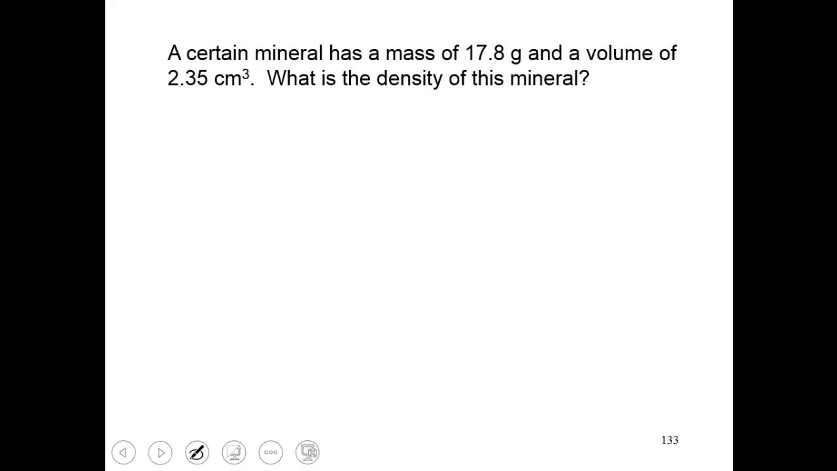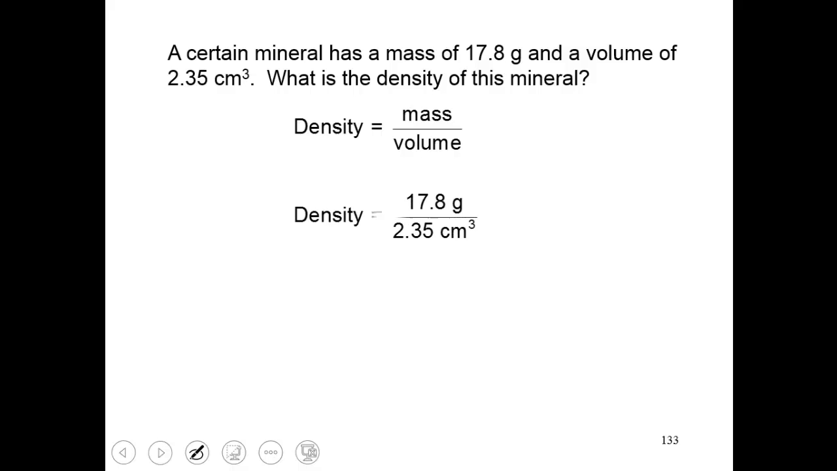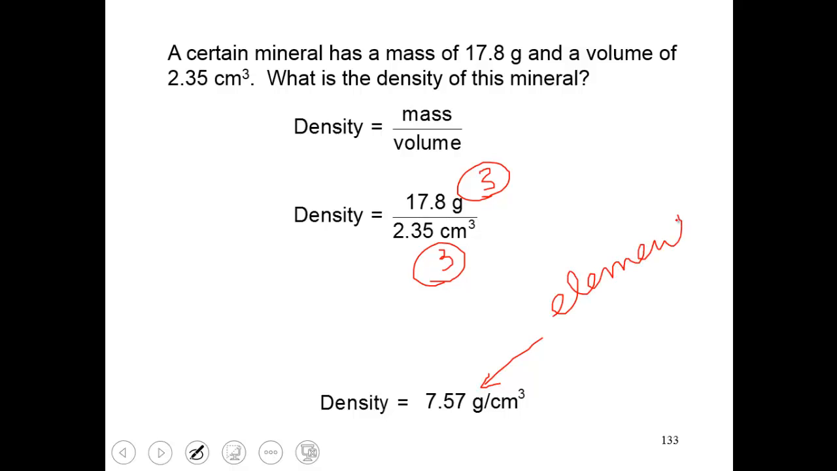Now, it says a certain mineral has a mass of 17.8 grams and a volume of 2.35 centimeters cubed. What is the density? Well, just plug the numbers in. Take the mass and divide it by the volume. We have 3 sig figs here, 3 sig figs there, and so our answer should have 3 significant digits. We could look up this density, and if we had, let's say, an element, we could look at what element has this density. But because we're talking about a mineral, it's typically a mixture, and so we could not look up what element is actually in this mineral.